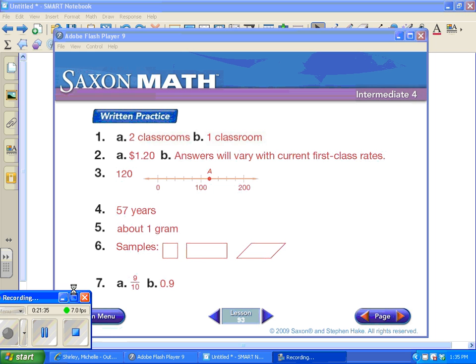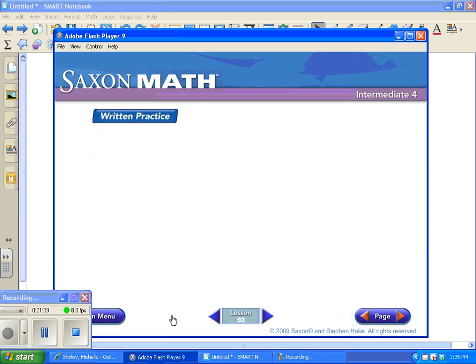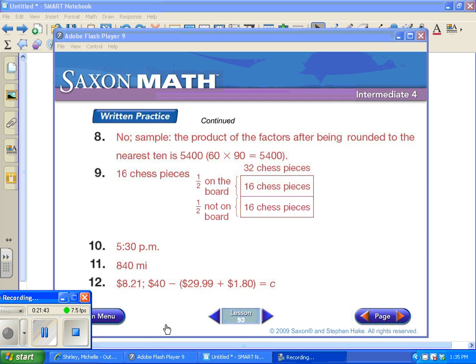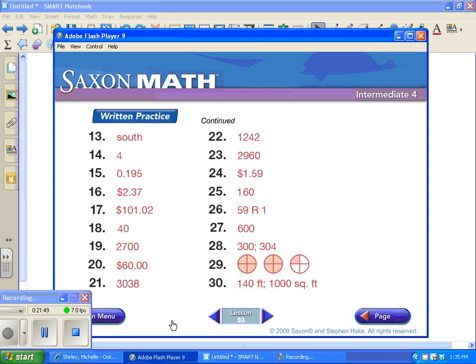Okay, we need to go back and check 93 written practice. So hit pause as you check 1 through 7. Hit pause as you check 8 through 12. And hit pause as you check 13 through 30.